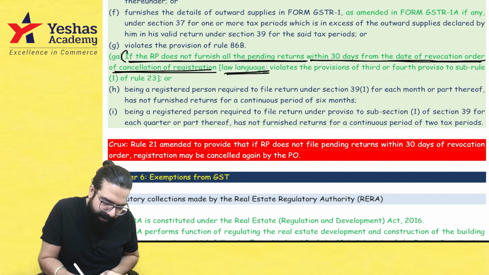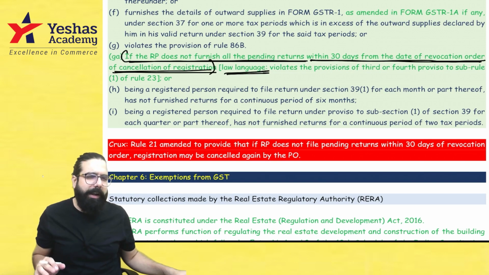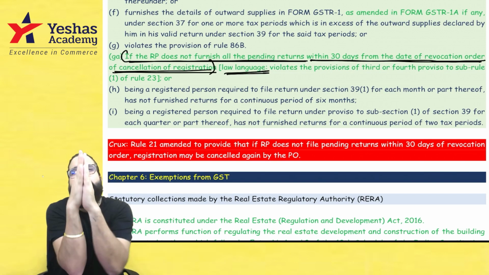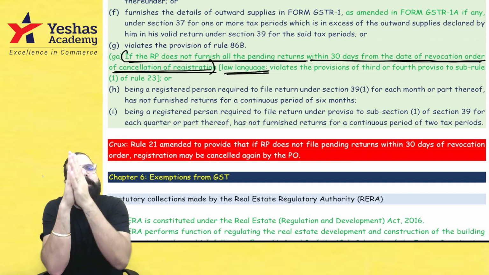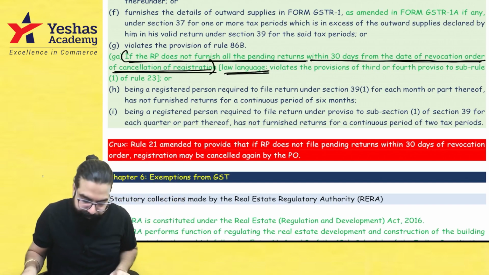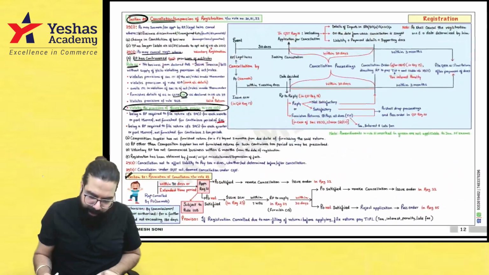Sir, can we write this in the exam? Yes, Baba, you are kids now, intermediate students, no problem. You can write like this in a simple manner also and come. That, sir, once my revocation order has come, whatever the pending returns were there, if I don't file within the next 30 days, they are telling registration cancelled, gone. I hope you are all clear with this point. Yes, sir, we are all clear with this point.